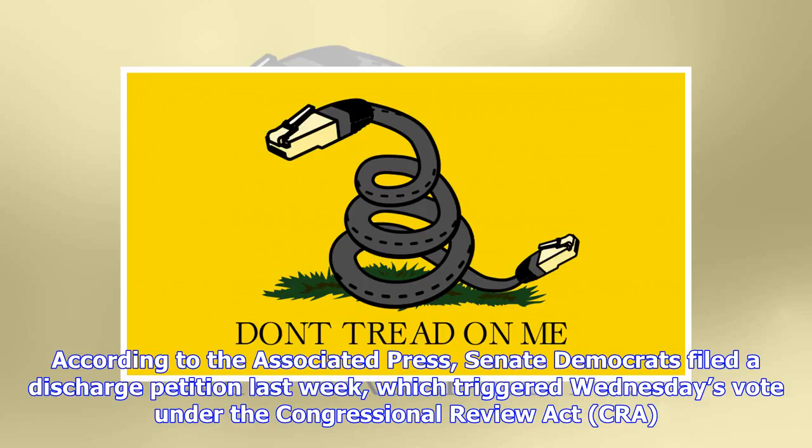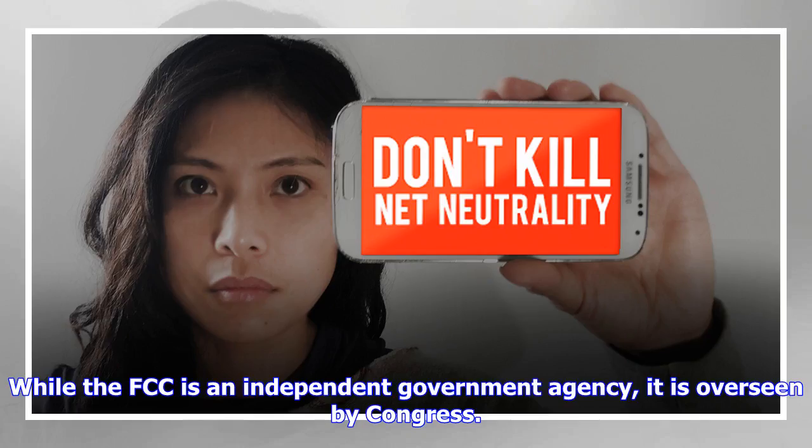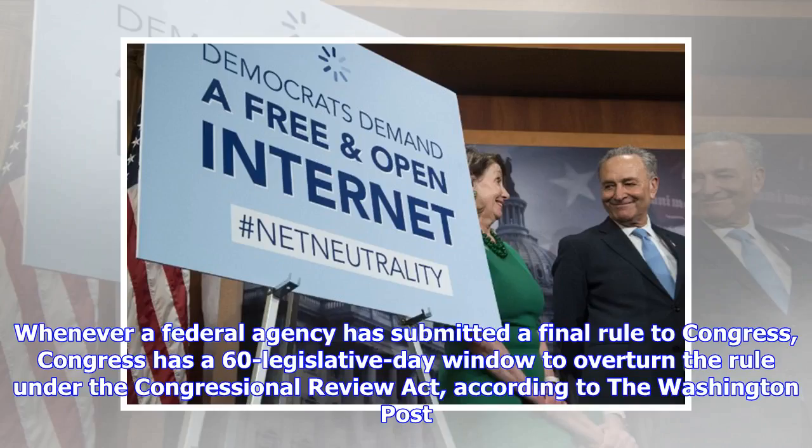According to the Associated Press, Senate Democrats filed a discharge petition last week, which triggered Wednesday's vote under the Congressional Review Act, CRA. While the FCC is an independent government agency, it is overseen by Congress. Whenever a federal agency has submitted a final rule to Congress, Congress has a 60 legislative day window to overturn the rule under the Congressional Review Act, according to The Washington Post.